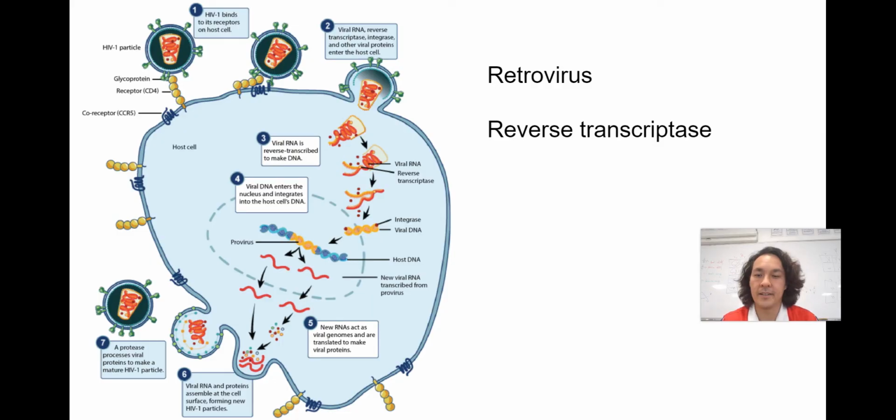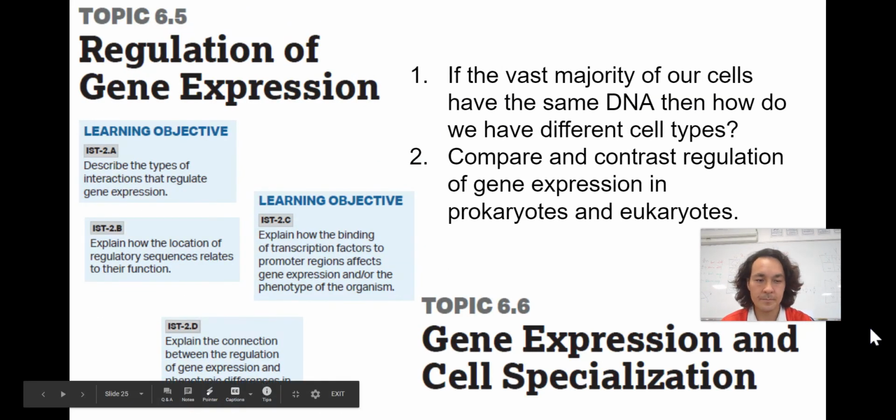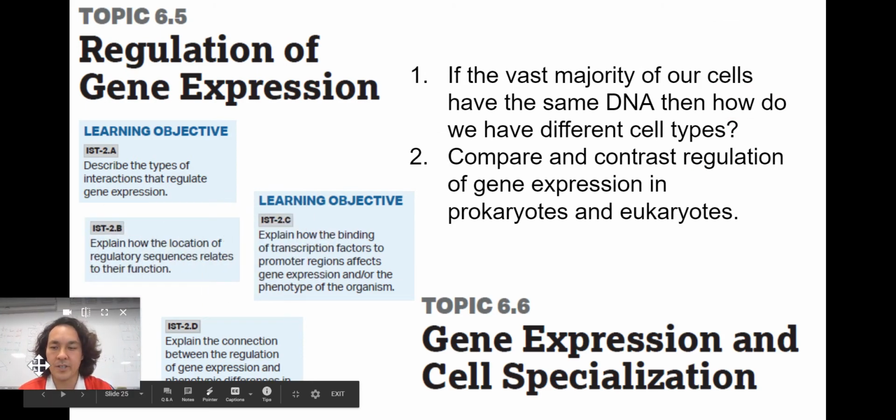And so here you can see an example of reverse transcriptase. And this would be the opposite of the central dogma, right? Central dogma went DNA, RNA, protein, but here we're going from RNA to DNA and then DNA, RNA, protein. Pretty cool.